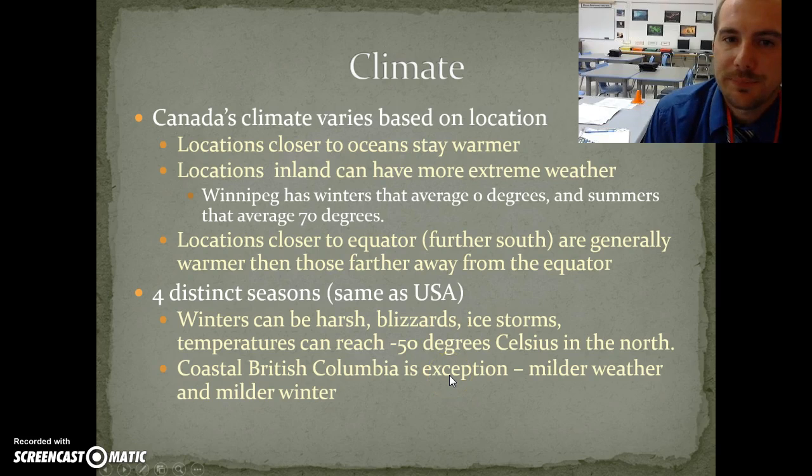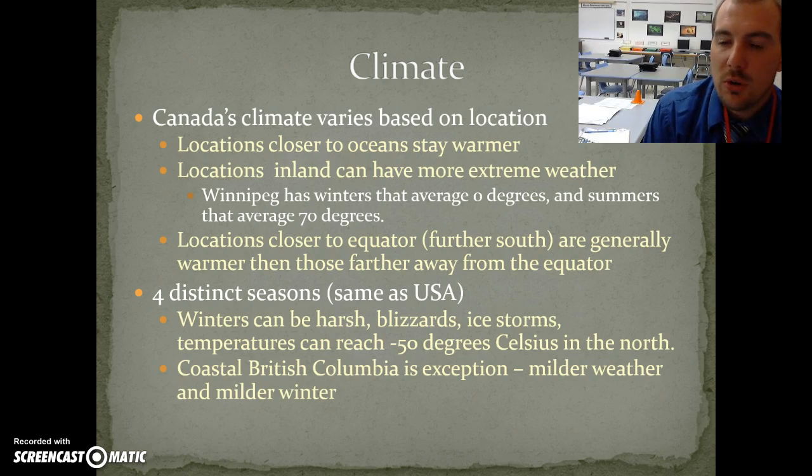Canada's climate really varies based on where you are. And since we know Canada is such a big country, it's going to be different based on where you are. If you're closer to the ocean, it's going to be a little bit warmer. The more inland you get, the more extreme weather you can find. So the further inland, the further away from the shore you go, you can find crazy temperatures and precipitation.